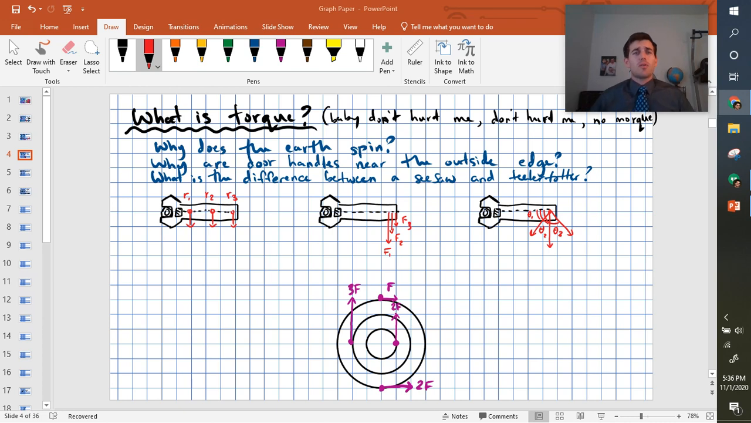All right, let's talk about torque. Torque is the rotational analog of forces. So by the end of our unit, there are some interesting questions that hopefully you can answer. One of them would be, why does the earth spin? Why are door handles near the outside edge? What's the difference between a seesaw and a teeter-totter? All of these things kind of come out of rotational motion. And we're going to answer some of them today, and pay attention and see if you can answer the other ones as we get further into this unit.